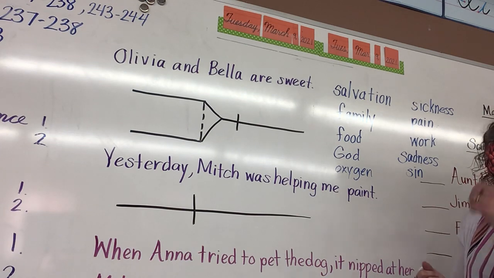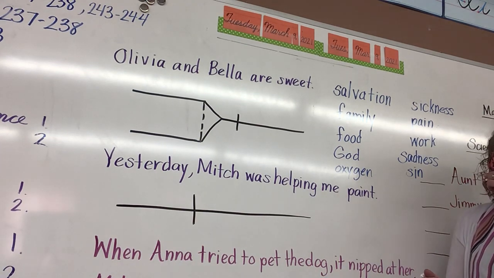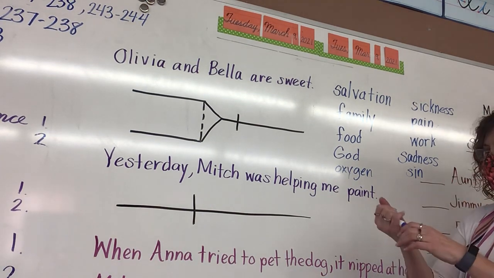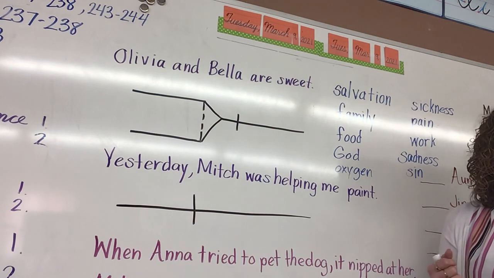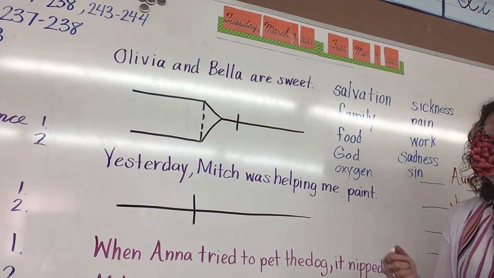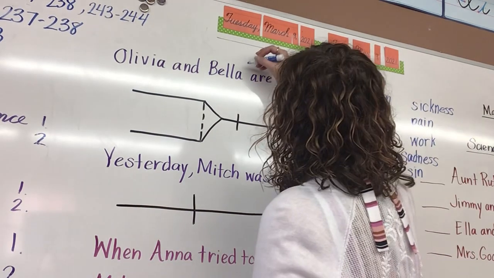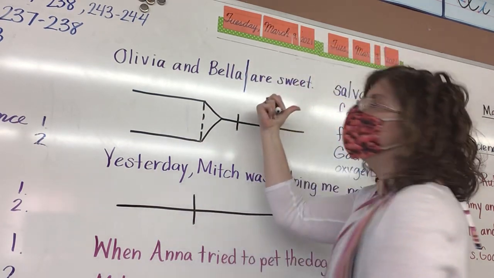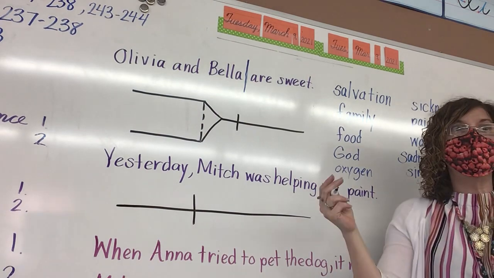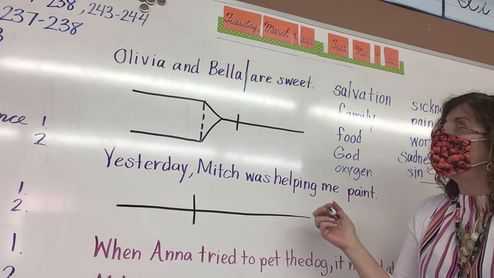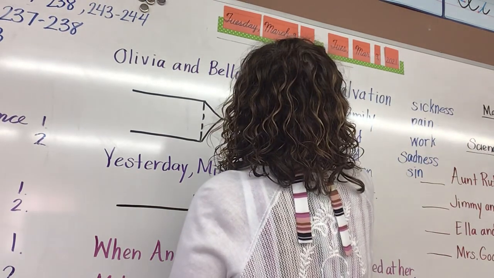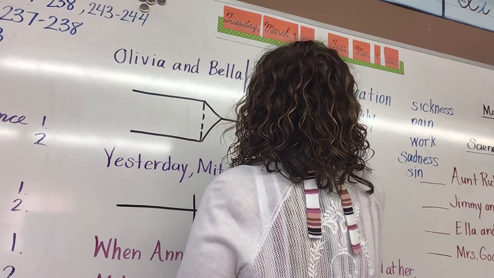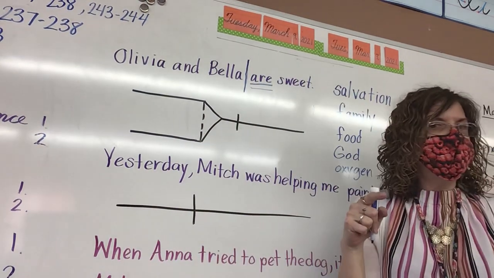So the first sentence says, read it with me, Olivia and Bella are sweet. So where are we going to draw that line? After Bella. Yes, after Bella. Does everybody understand that? All right, then you're going to look at this side of the sentence, which is your predicate side, and you're going to say, what is the verb? Are. That would be a, what kind of verb? Non-action. Yes, that is a non-action verb.